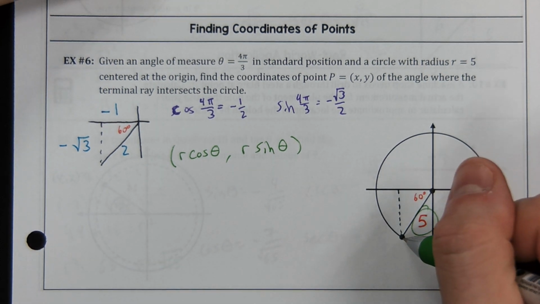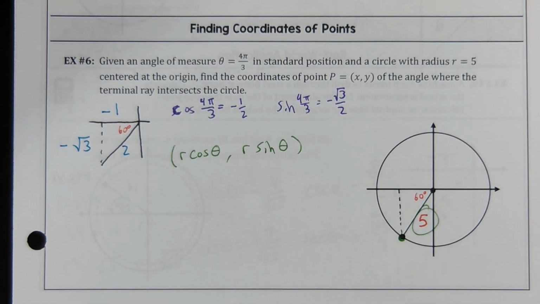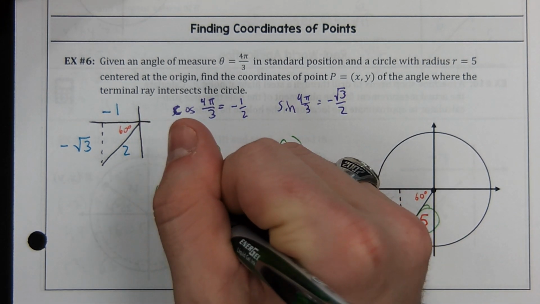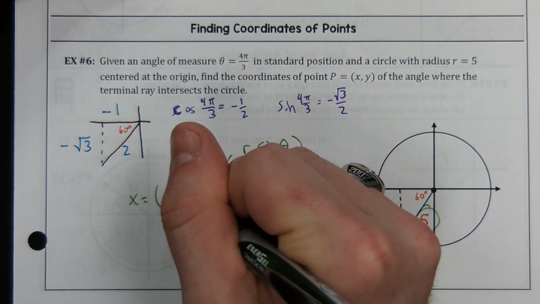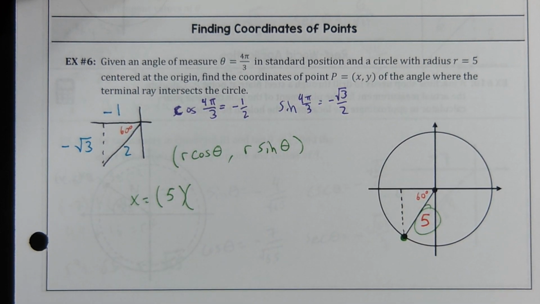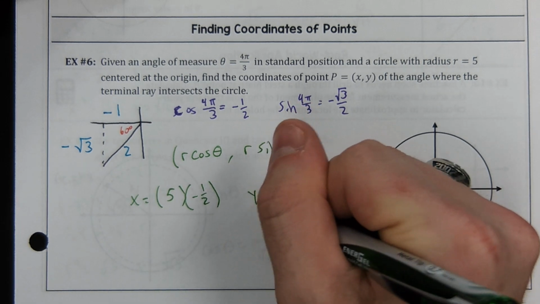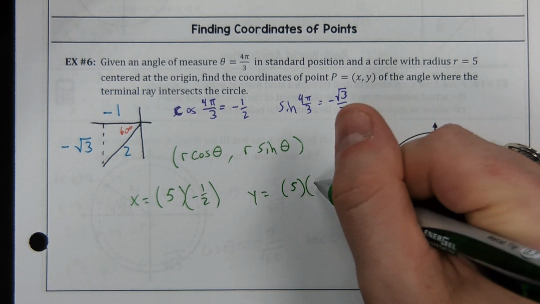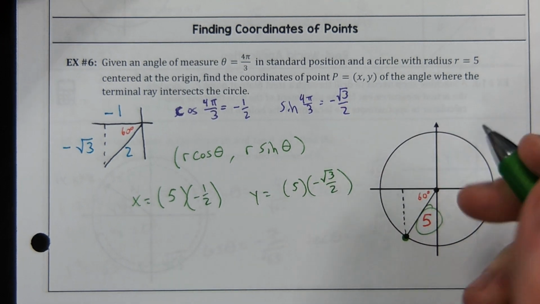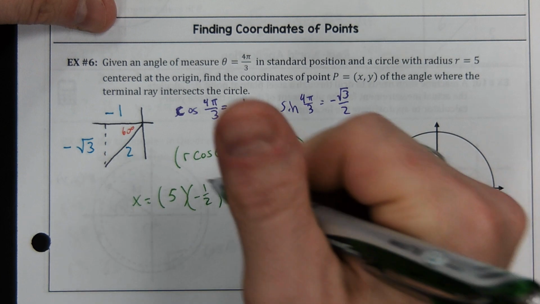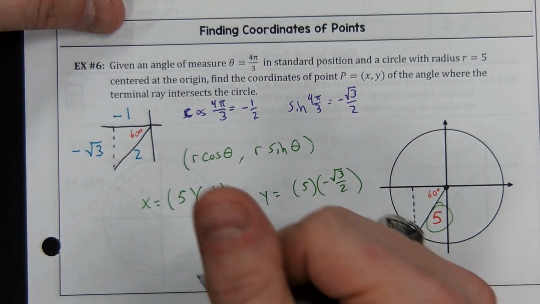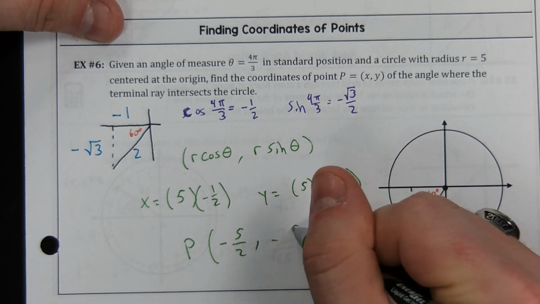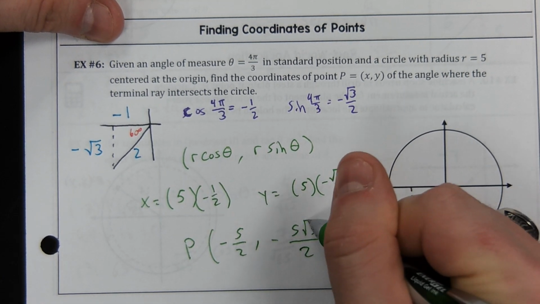So the coordinates at this point in the circle with a radius of 5 are x equals 5 times cosine theta, which is negative 1/2, and y equals 5 times the sine of theta, which was negative root 3 over 2. So our coordinate, let's just call it point P. Our coordinates are negative 5 over 2, comma, negative 5 root 3 over 2.